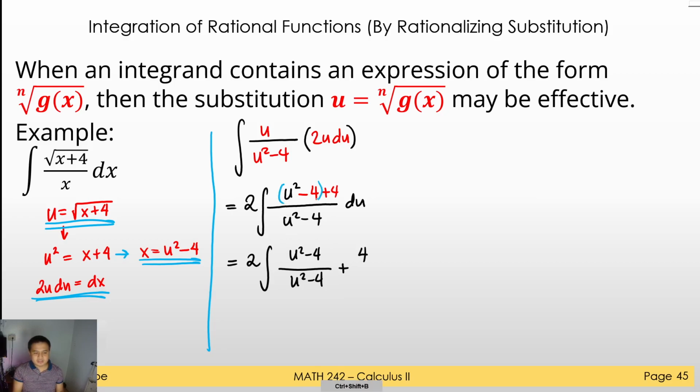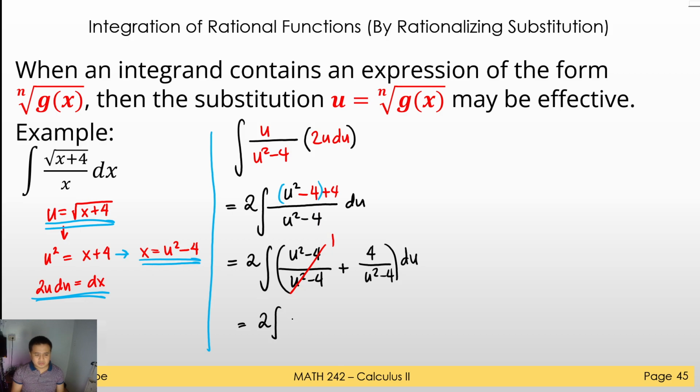So you can just simplify this as two separate simpler fractions. And then you have 4 over u squared minus 4. It will save you time before doing the synthetic division. So this will cancel out into 1. So therefore, we can integrate this already.